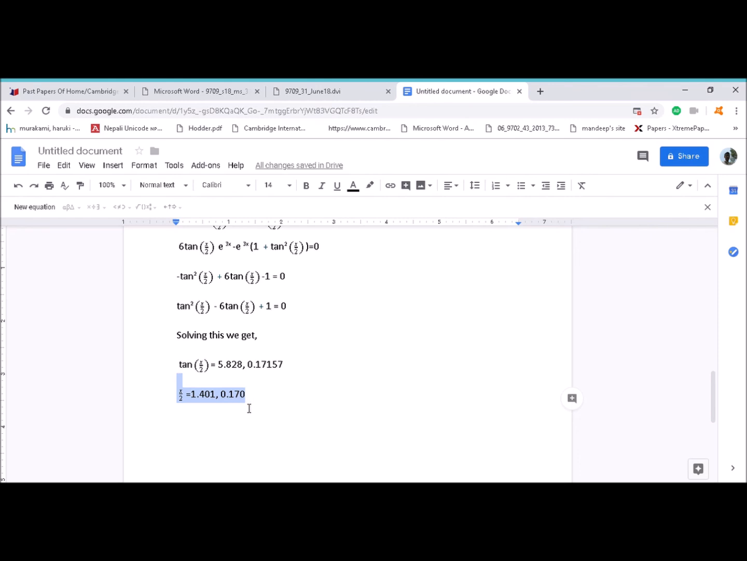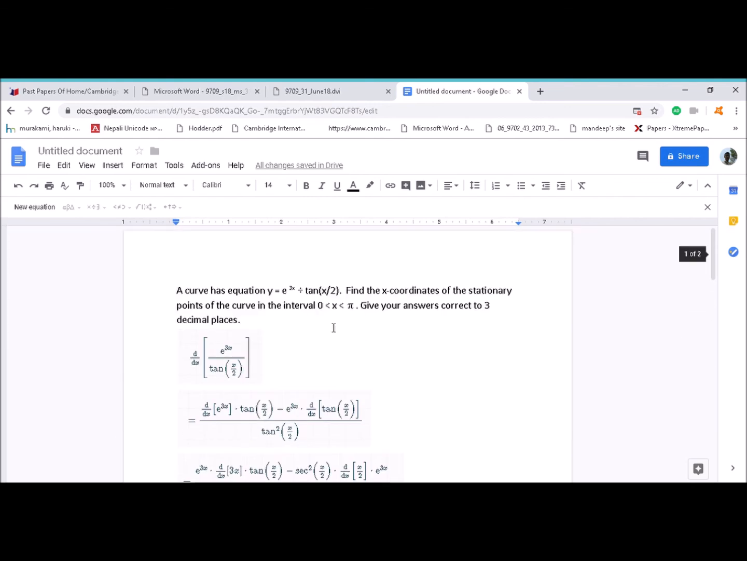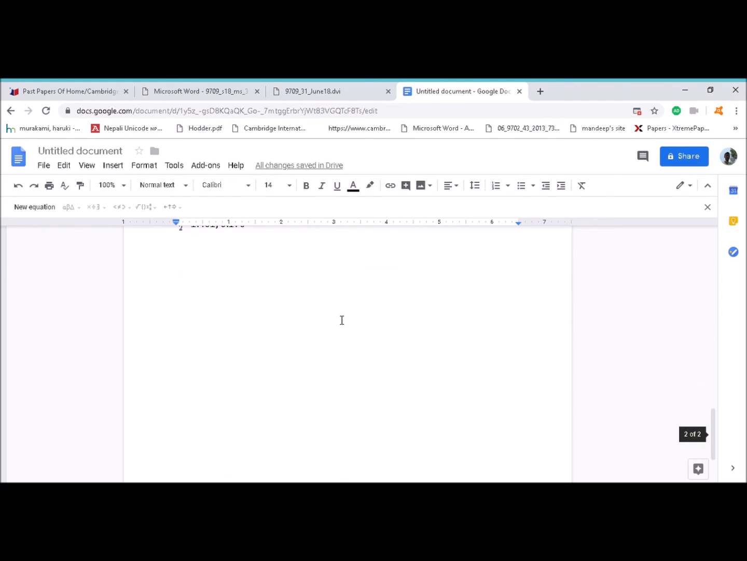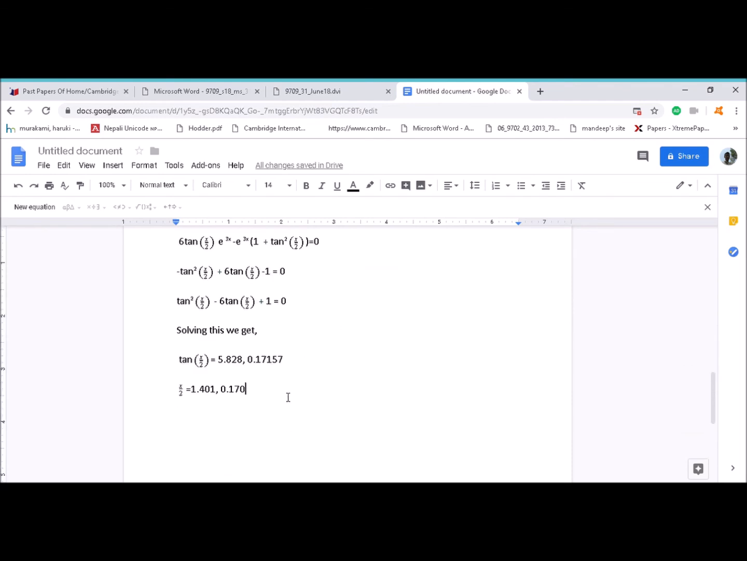Make sure your calculator is in radians. Angles will be in radians, because they have stated in the beginning of the question that angles will be in radians, and after this we multiply both by 2 and we get 2.8 and 0.340. Thank you guys.